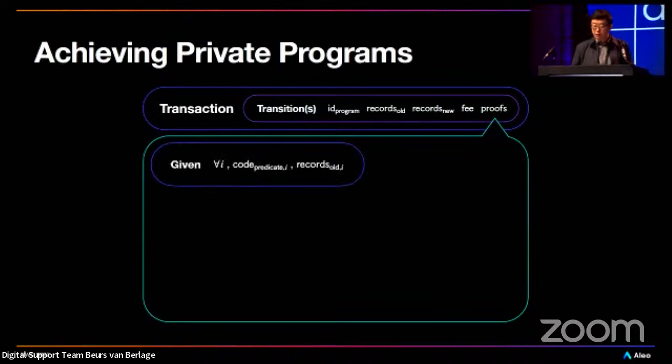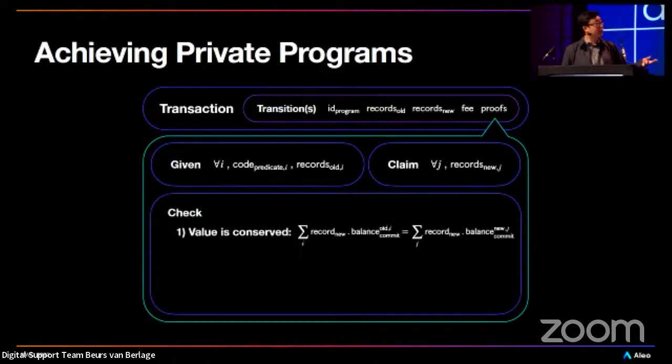First, given the predicate of the program being run and the consumed records of the program, we can now claim a new set of records for this program. And we can then assert, one, again, that value needs to be conserved, as fundamentally it would be a problem if we're minting value out of thin air.